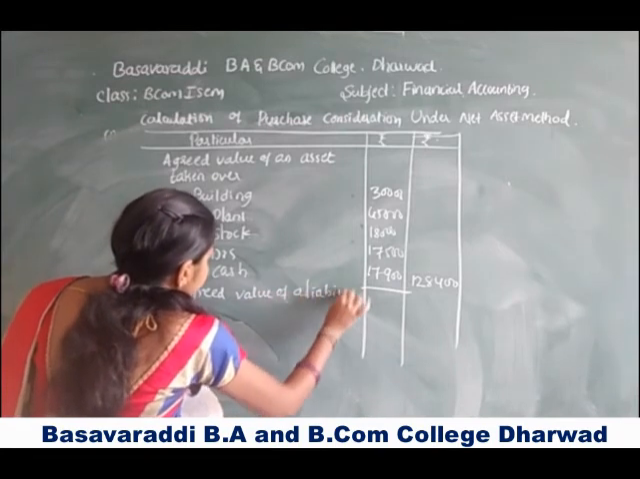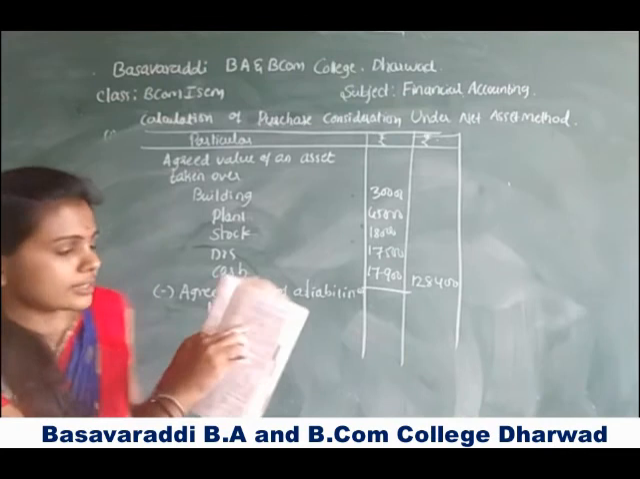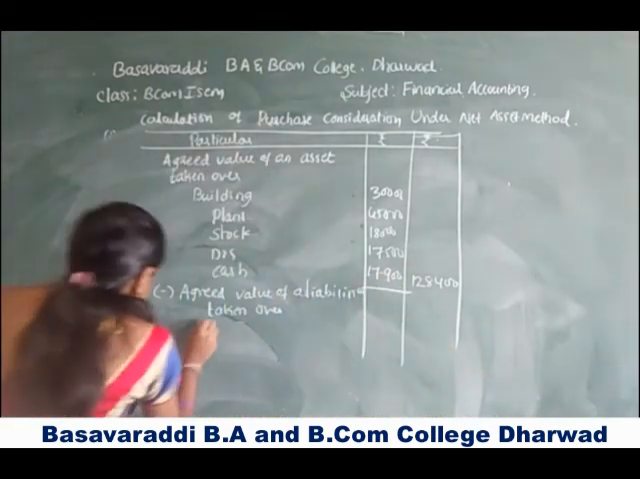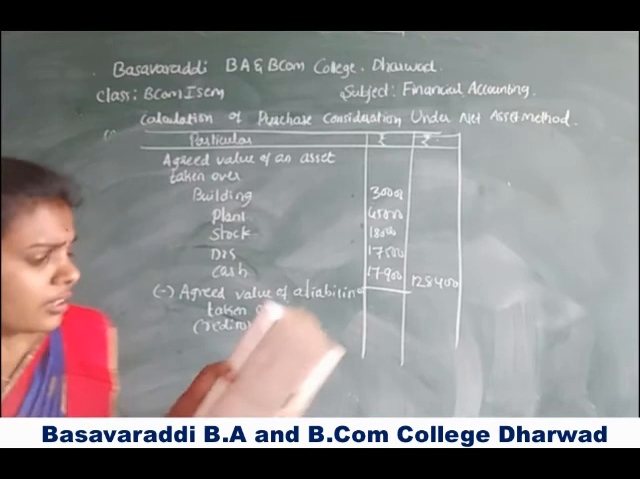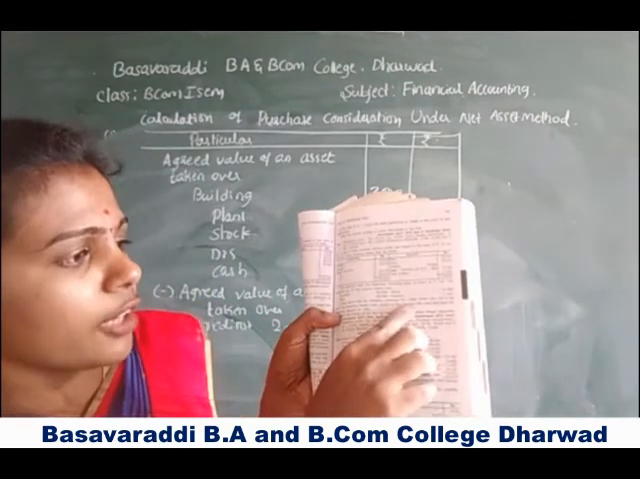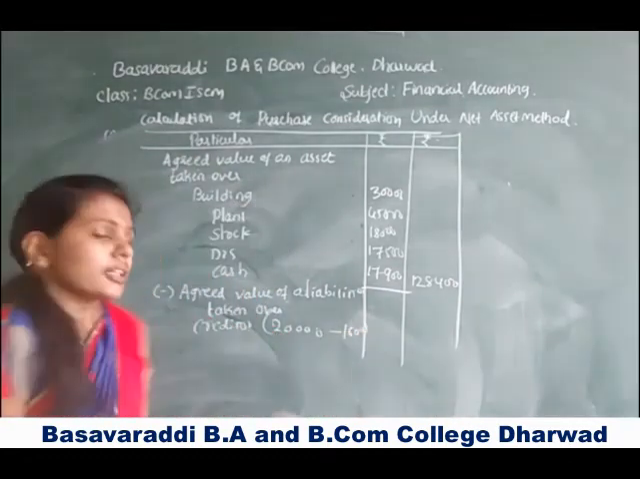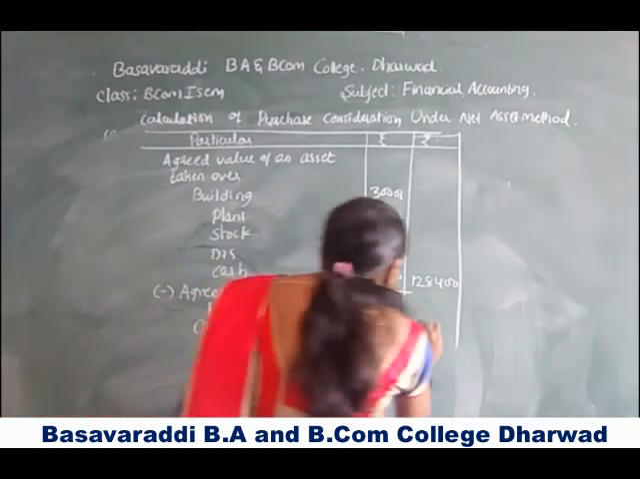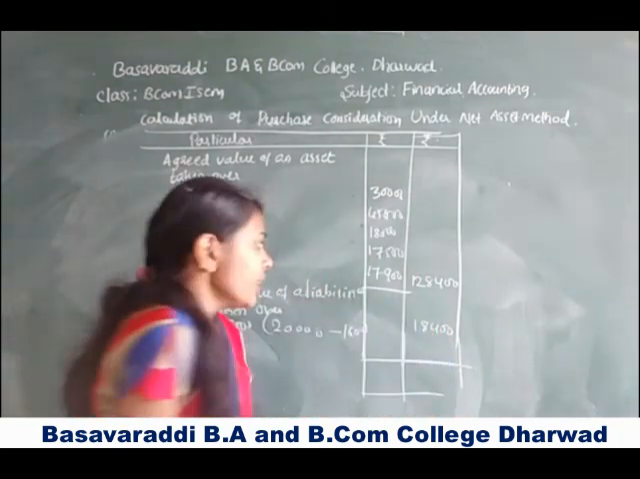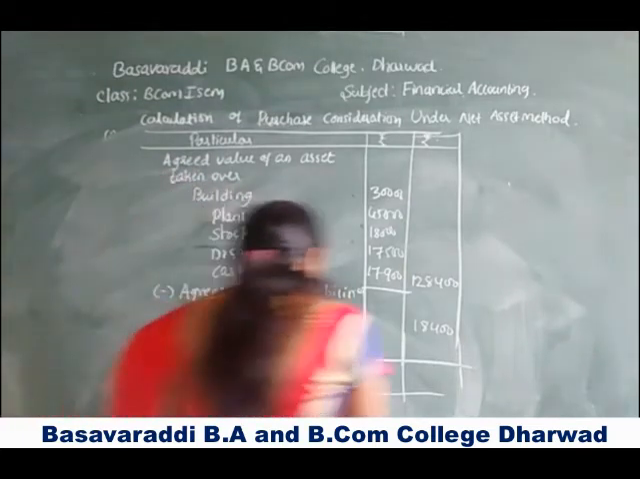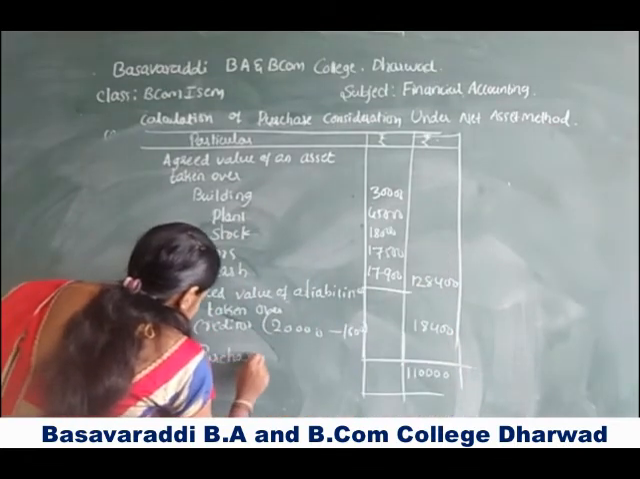Next, less agreed value of liabilities taken over. That is creditors, 20,000 rupees. In that we have to deduct the amount, as it was found that the liabilities contained rupees 1,600 which was not to be paid. 20,000 minus 1,600 is equal to 18,400 rupees. Now 1,28,400 minus 18,400 is equal to 1,10,000, which is the purchase consideration amount.